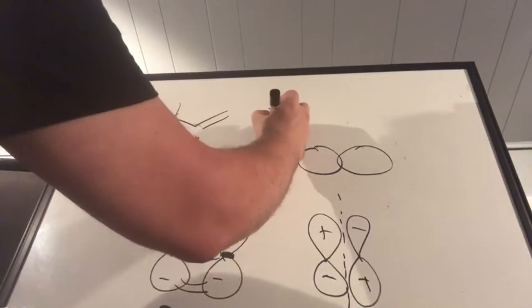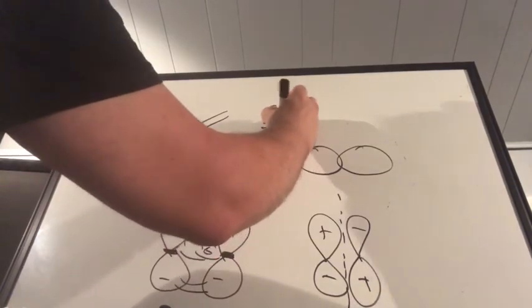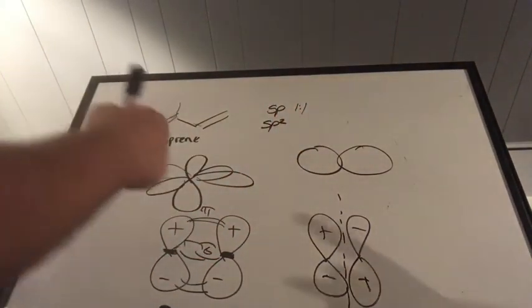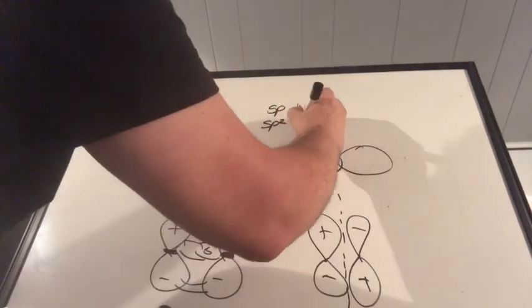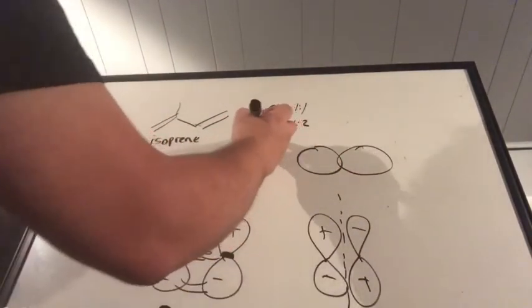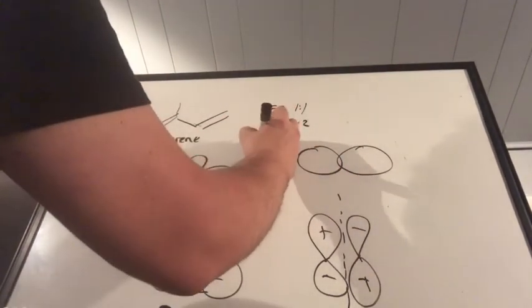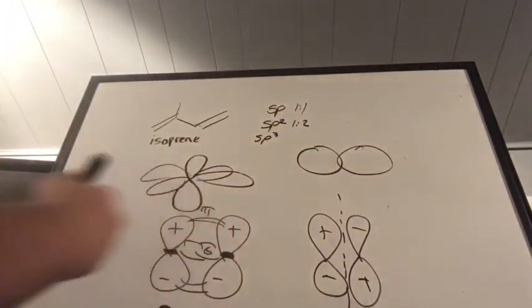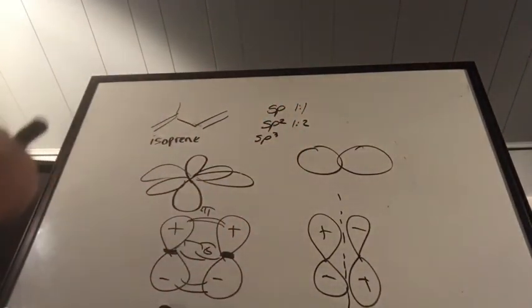Okay, so sp2. That means it's going to be 2 parts p and 1 part s, so it means 1 to 2. Right? And then if it's sp3, it means it's going to be 3 parts p to 1 part s.